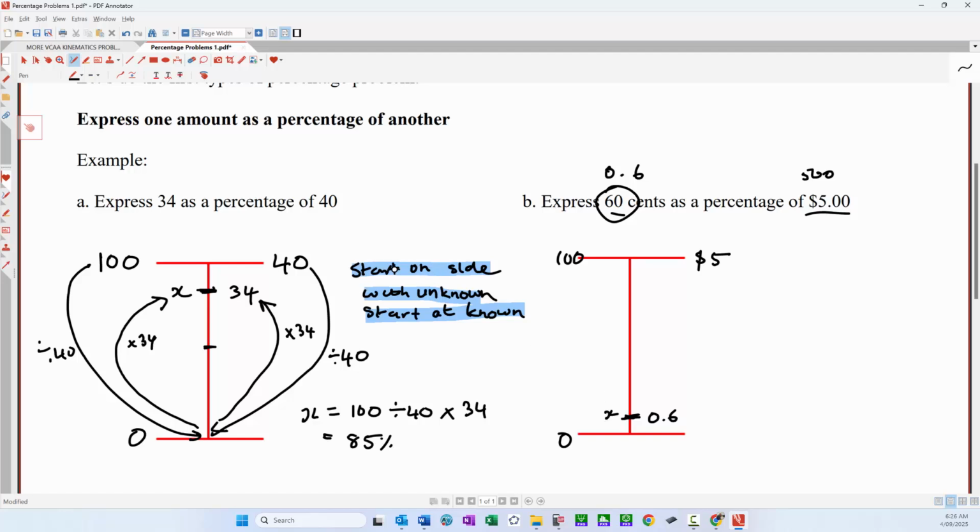Now we're going to follow the rule: start on the side with the unknown, that's this side here, start at the known. So we'll start at 100, which is the known. We're going to take it down to 1, and then up to x. So we start at the known, we always take it down to 1, and then up to the unknown value. Do you remember what to do next? What we're going to do over on this right hand side is literally copy the directional arrows.